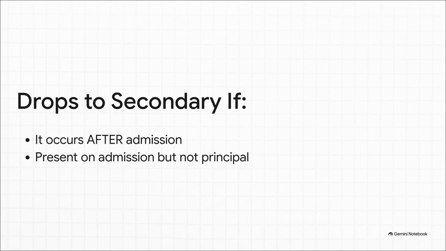Which brings us to Section 3, when it becomes secondary. So we know how it leads a claim, but when does it drop down to a secondary line item? Well, it becomes a secondary diagnosis if it develops after admission. Say a patient comes in for a routine surgery, but on day 2, they go into respiratory failure. Because it happened post-admission, it cannot be principal. The other reason, it was present on admission, but it simply doesn't meet the definition of principal diagnosis, meaning something else was chiefly responsible for getting that patient into the hospital.